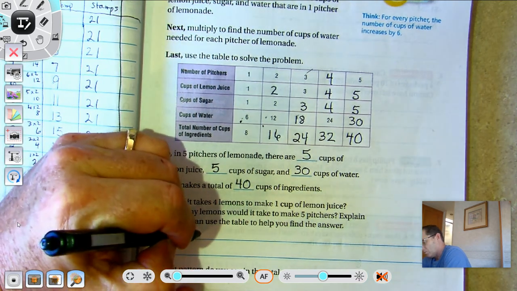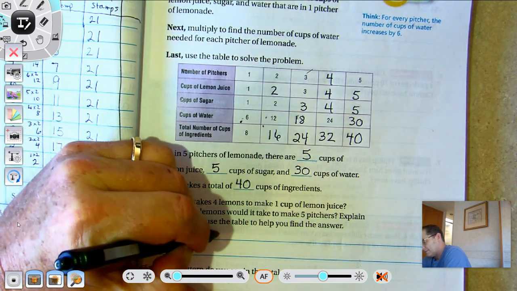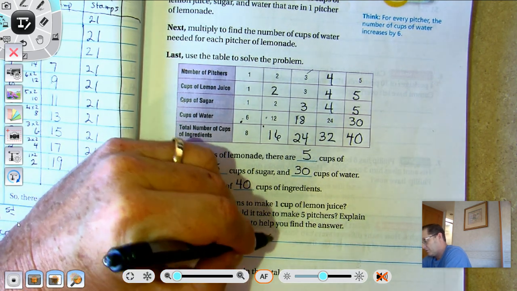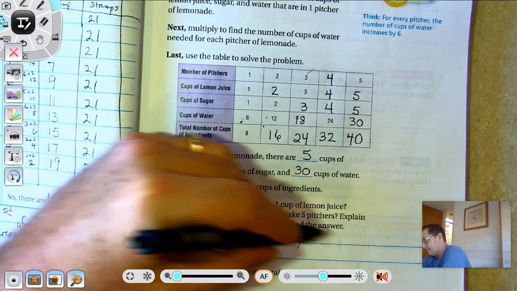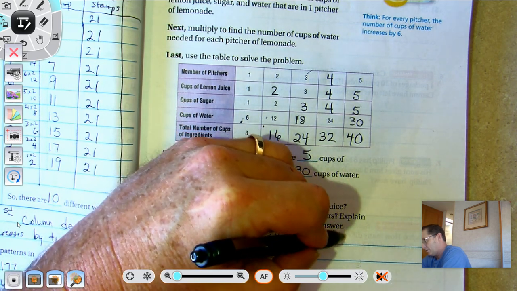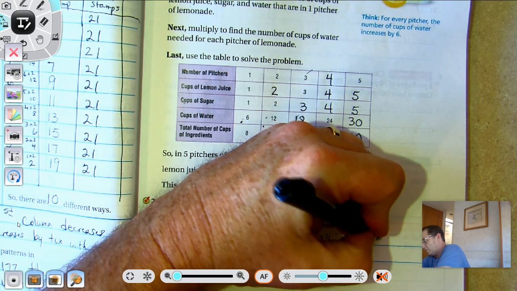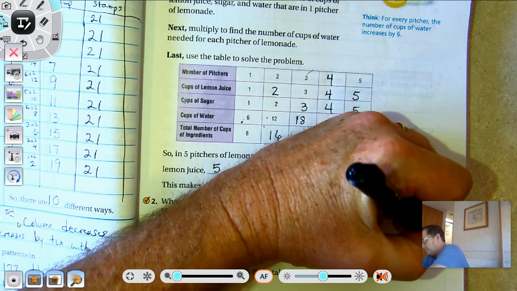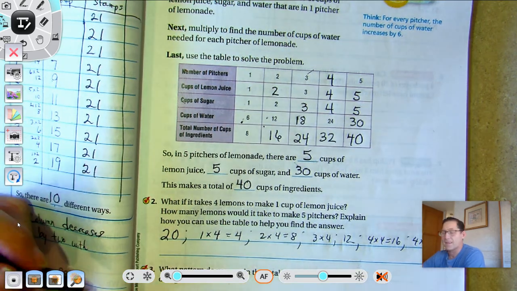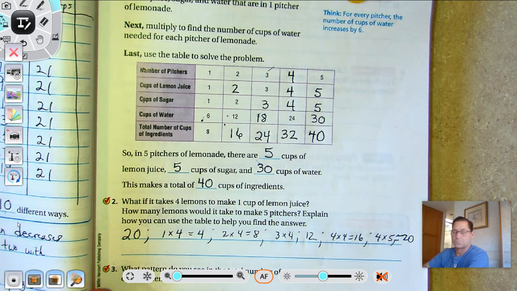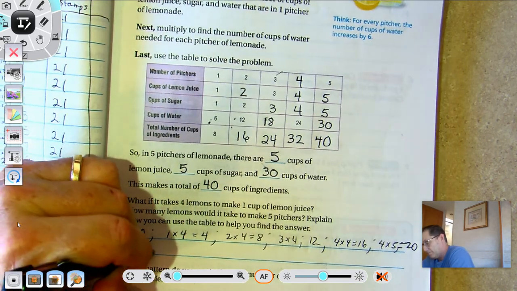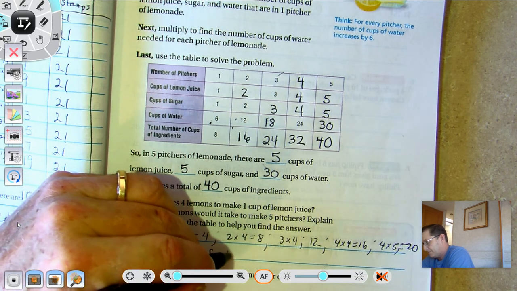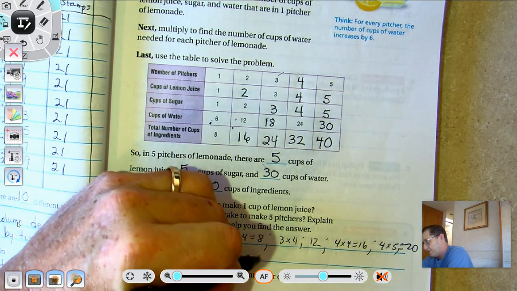Okay, so 1 times 4 would be 4. 2 times 4 would be 8. 3 times 4 equals 12. 4 times 4 equals 16. 5 times 4 equals 20. Okay. So each column for lemons would increase by 4.